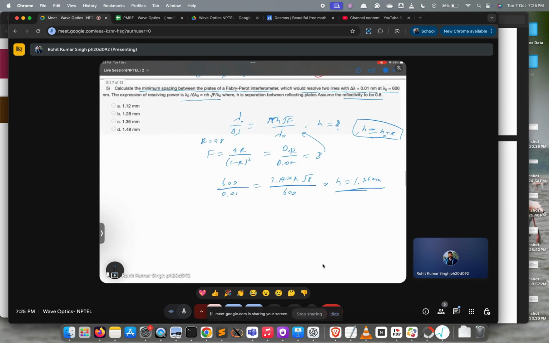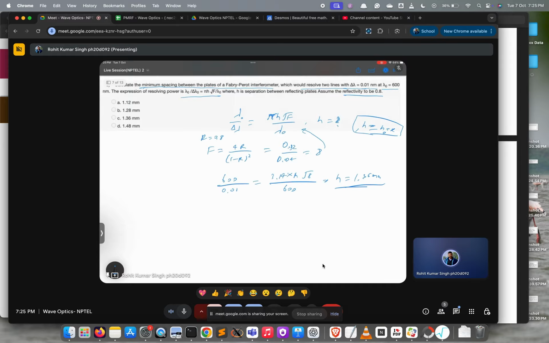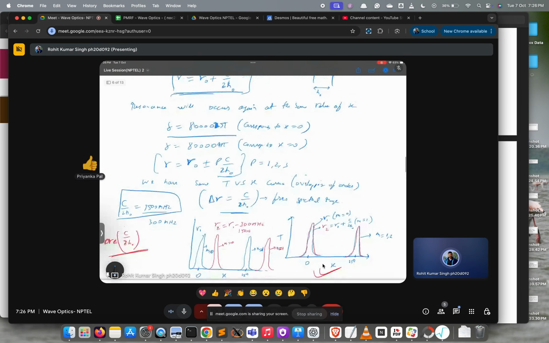But you got the idea, right? About the Fabry-Perot interferometer. It is basically used to separate out different spectral lines present in the incident light.